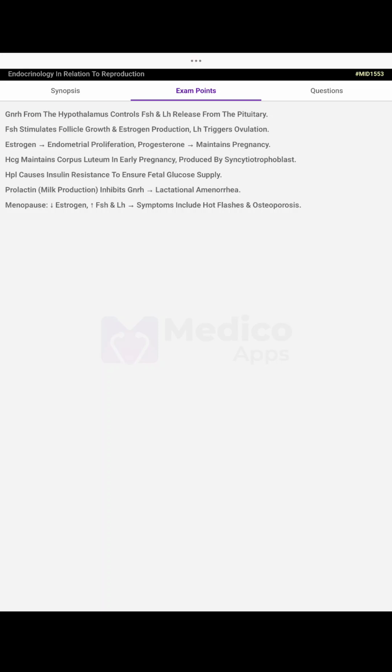hCG maintains the corpus luteum in early pregnancy, produced by the syncytiotrophoblast. hPL causes insulin resistance to ensure the fetal glucose supply. Prolactin: milk production, inhibits GnRH, causing lactational amenorrhea. Menopause: less estrogen, increased FSH and LH. Symptoms include hot flashes and osteoporosis.